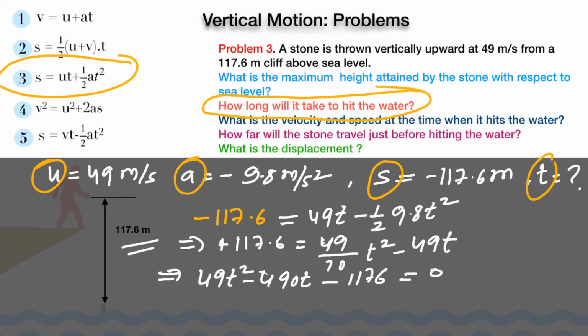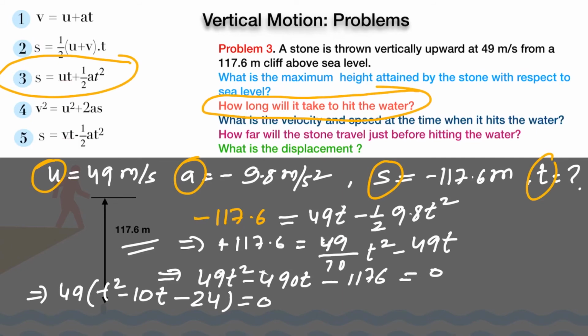Here first we take the common. If you take 49 common from it, this will become t square minus 10t minus, if you multiply 24 with 49, it becomes 1176, equal to 0.